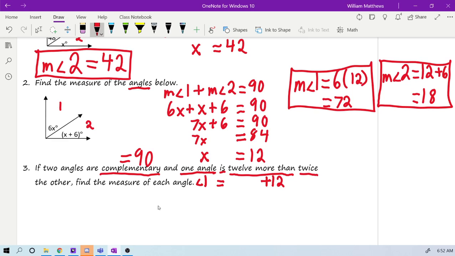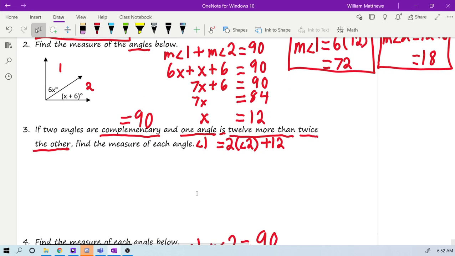And it says twice the other. Twice meaning 2 times, and our other angle being angle 2. Now it wants us to find the measure of each angle. So, using the same formula we had earlier, we would have the measure of angle 1 plus the measure of angle 2 equal 90 degrees. We know that it is complementary.